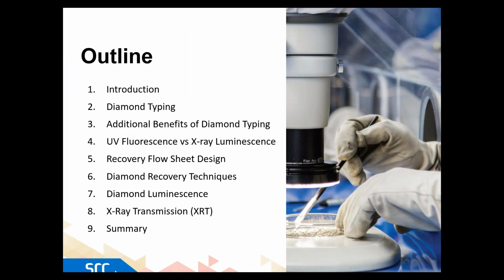So a brief outline of what this presentation is going to be on. Firstly, I'm going to talk about some diamond typing. So what is it? How is it done? Some of the added benefits of typing, not just in terms of processing, but then we're going to talk particularly about how this does affect the recovery of diamonds, how this might affect the flow sheet and the machinery and equipment you might put in place to make sure you recover everything. And finally, we're going to be talking a bit about XRT, which is one of the newest advances in diamond recovery that we've seen in the last few years.